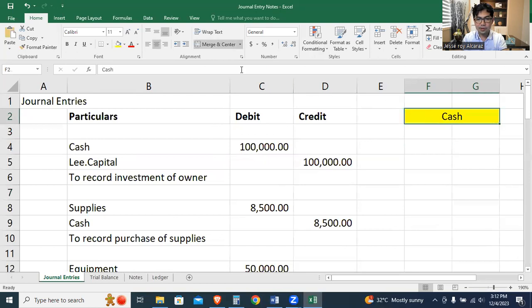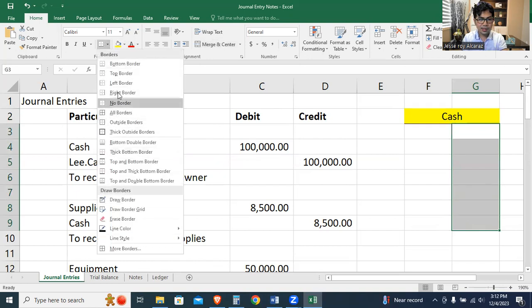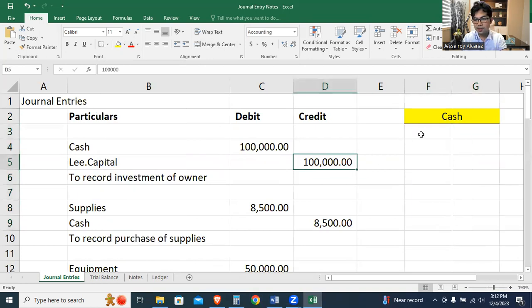Ginatawag siya og T account because of its resemblance to a T. Since you're using Excel, we are using two columns. Okay, so we have cash and that's the T there. So, tanan entry nga nahitabo for debit, ilalagay natin dito, the amounts only. And then for credit, the rest. So, for example, this one.